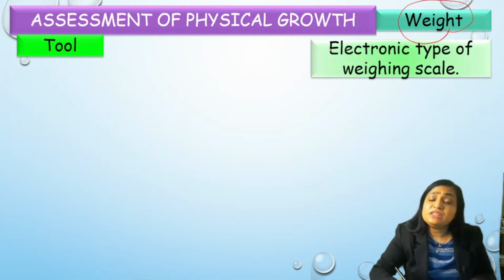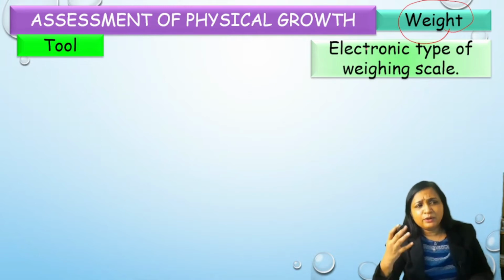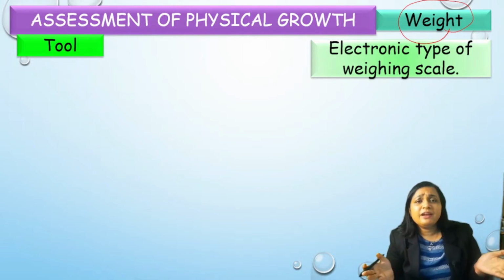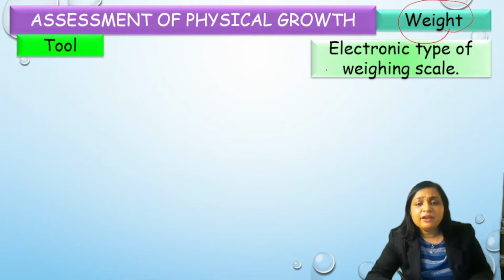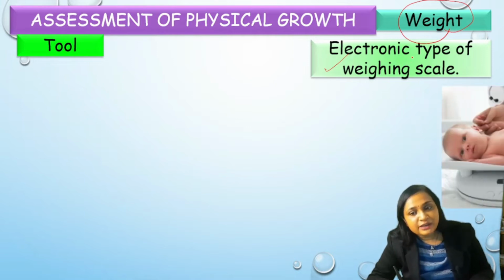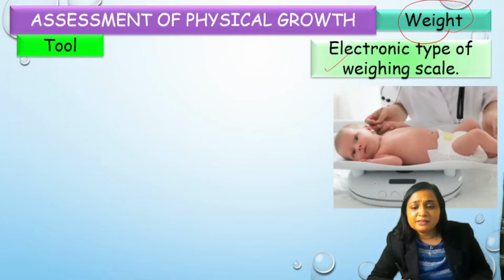First and foremost, initially it was a beam balance. When I was born, it was a kind of beam balance, and there was also the spring balance. But nowadays it is a digital world, so we have electronic weighing scales. This is a bucket weighing scale, on which very small babies are measured. Here the capacity is around 20 kg and the variation will be 5 to 10 grams.